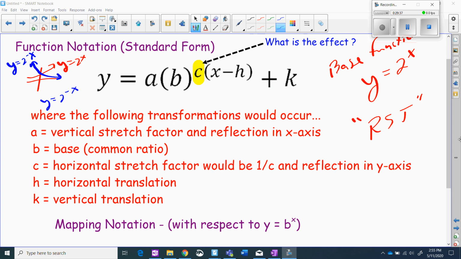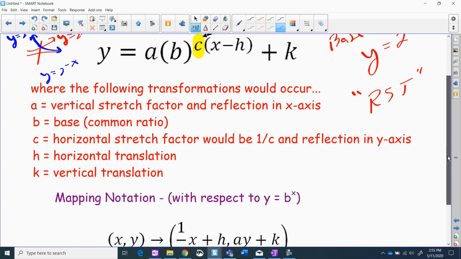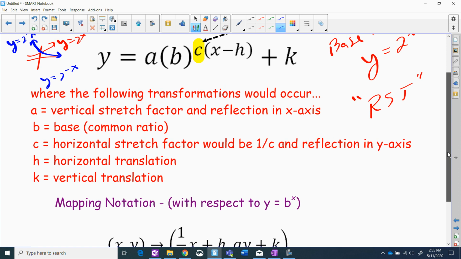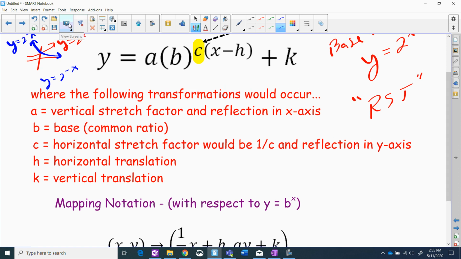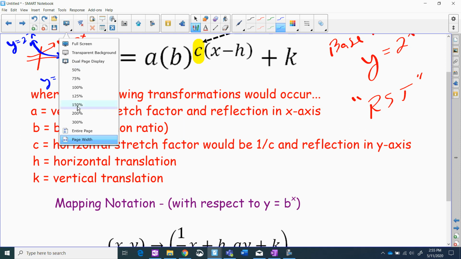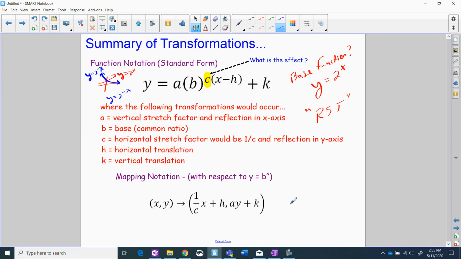If I was going to write a mapping for this using what you see up above, maybe I'll just switch so we can full screen this and see everything. There we go. So looking at this, if I was going to write a mapping, the c will control how it's stretched horizontally. So that affects the x values, and it's always the reciprocal. So it's going to be 1 over c multiplied by x. Now, if that was a negative, it'd be negative 1 over c times the x value.